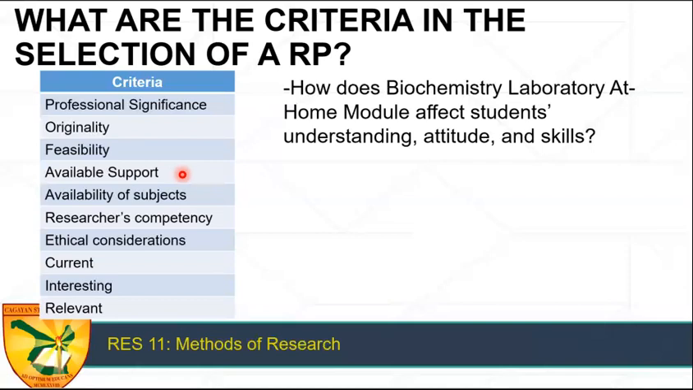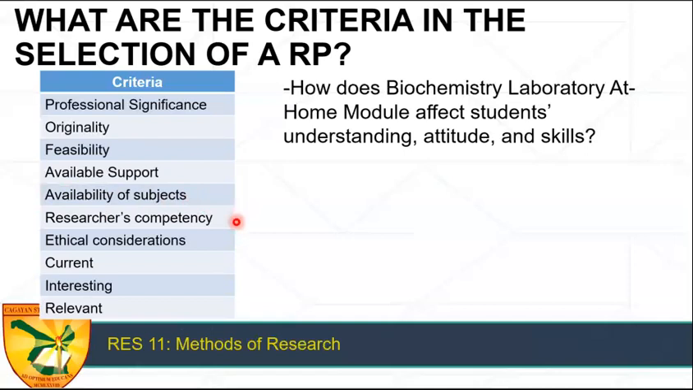So next is availability of subjects. This is, I think, covered also in feasibility. The availability of subjects should be well ensured in advance already. So, for example, you are looking at polio cases in 2015. We have zero polio cases. So at that time, you don't have subjects available.